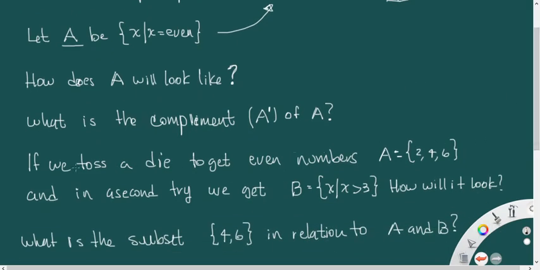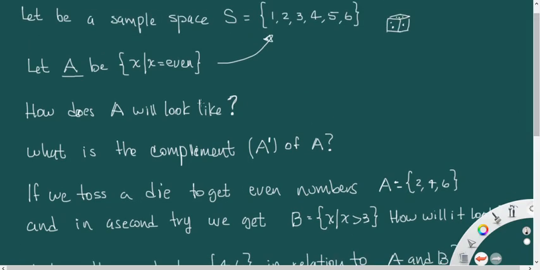Well, if we toss a die to get even numbers, the subset, in this case a subset of the sample space S, will be this one, including only the even numbers, in this case 2, 4, and 6. The numbers 1, 3, and 5 obviously are going to be out of this subset because they are not even numbers. So the even numbers set is a subset of the original sample space.